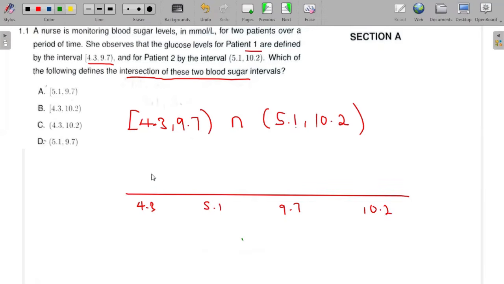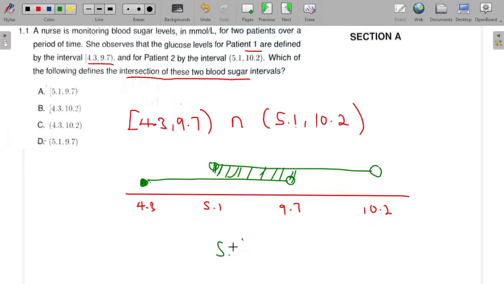For this one, this 4.3 is included because I have a square bracket there, and then I'm going all the way to 9.7, which is not included. For this one, the 5.1 is not included, even the 10.2 is not included. So the intersection is between here, where I'm shading there. So the intersection is just from 5.1 all the way to 9.7.